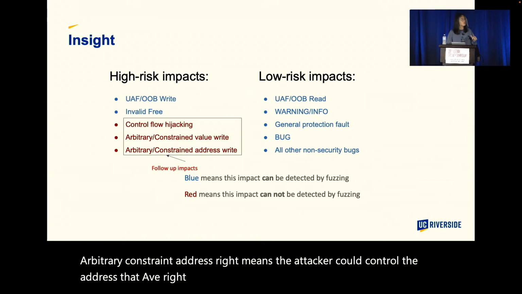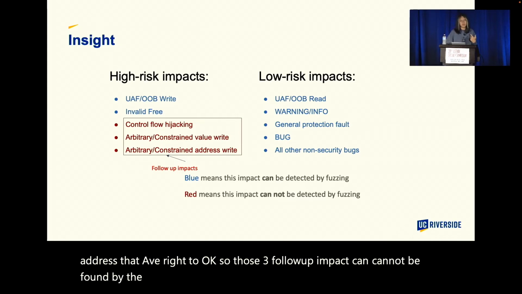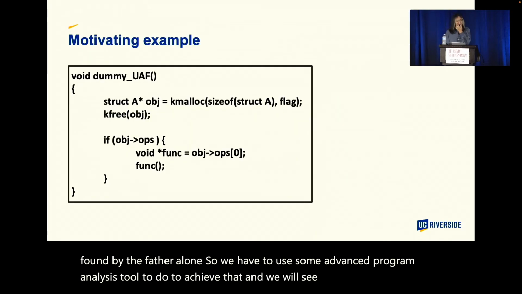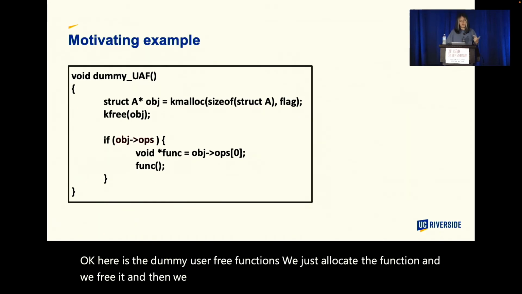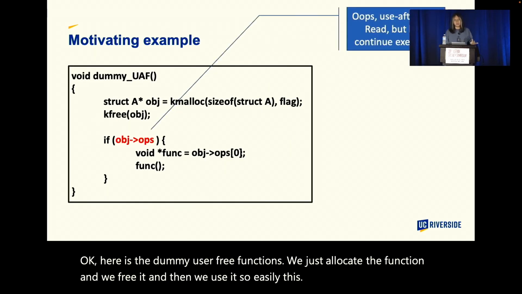The arbitrary constrained address write means the attacker could control the address that a value is written to. OK, so those three follow-up impacts cannot be found by the fuzzer alone, so we have to use some advanced program analysis tool to achieve that. And we will see the reason in this slide. Here is the dummy use-after-free function. We just allocate an object and we free it, and then we use it. So easily, this kernel address sanitizer could capture this use-after-free read.